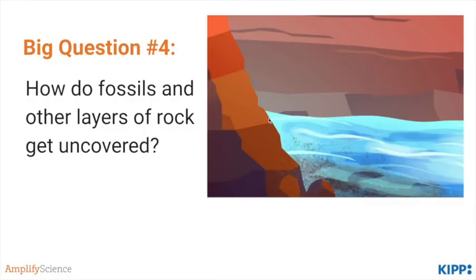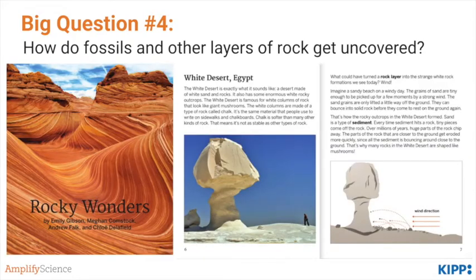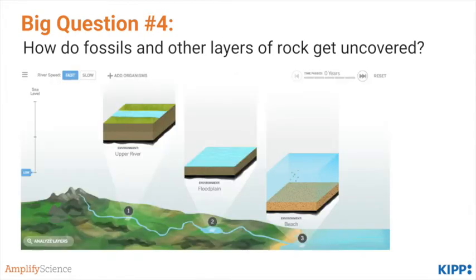How do fossils and other layers of rock get uncovered? In this part of the unit, students compare two different canyons, Desert Rocks Canyon and Keller's Canyon, and try to understand why more rock layers were exposed in Desert Rocks Canyon than in Keller's Canyon. Students read the book Rocky Wonders, where they're introduced to the idea of erosion and how it shapes the landforms and landscapes around us.